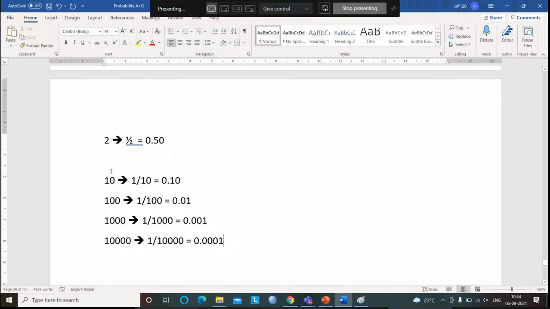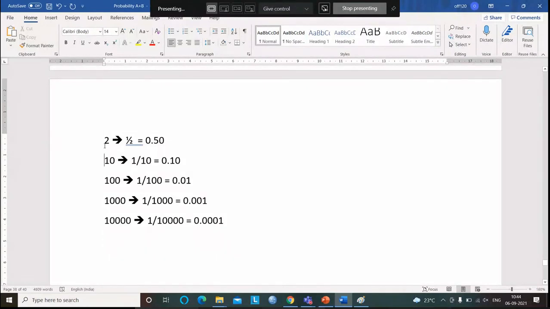Now see here what is happening. See, number of trials: 2, 10, 100, 1000, 10,000. That means if the number of trials is increasing, then the probability of getting success changes. See here, first it was 50%, next it was 10%, next it is 1%, then 0.1%, then 0.001%.